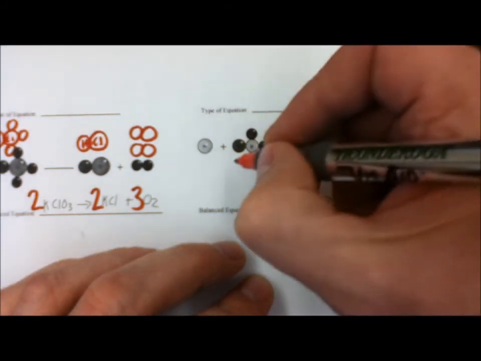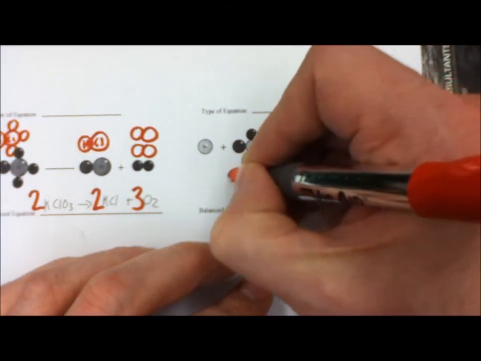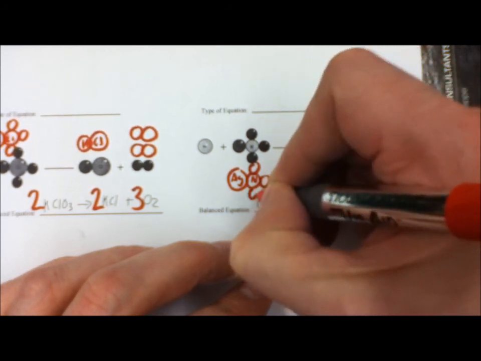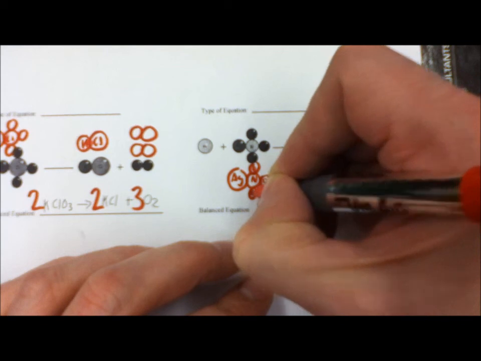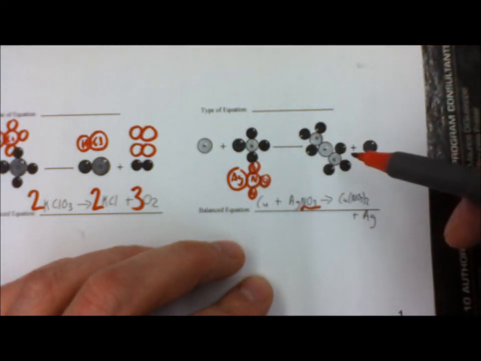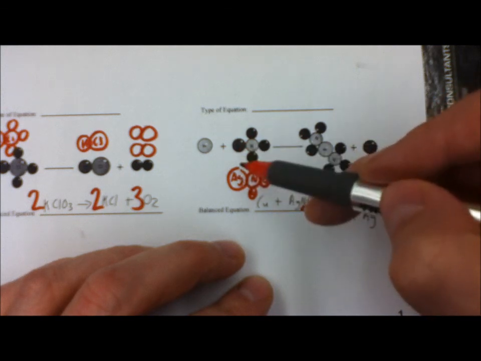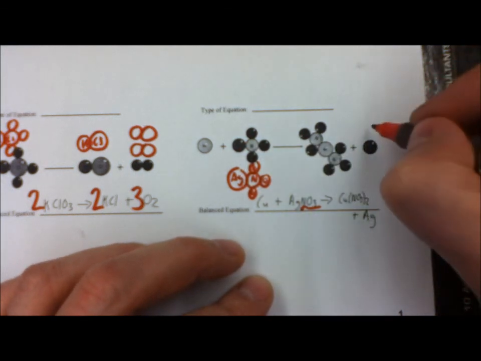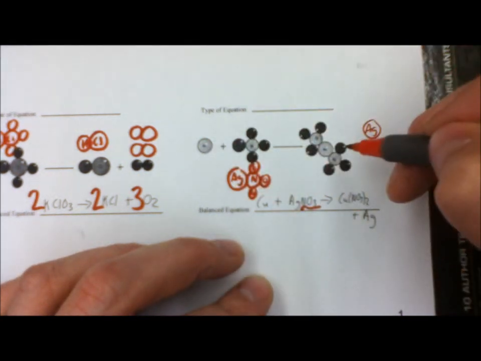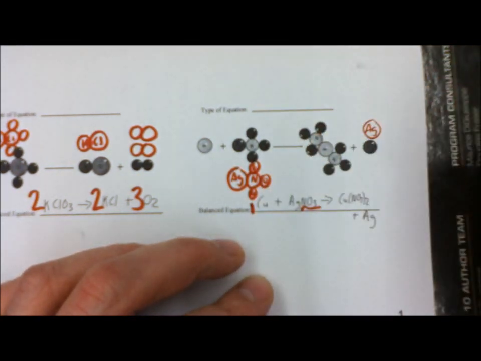So if I add another silver nitrate on that side, now I've got two nitrates. I've got two silvers now though, and only one silver over here, so I have to add another silver here. So that's two. The coppers are still balanced, so I've got one copper, two silver nitrates, one copper nitrate, and two silver atoms.